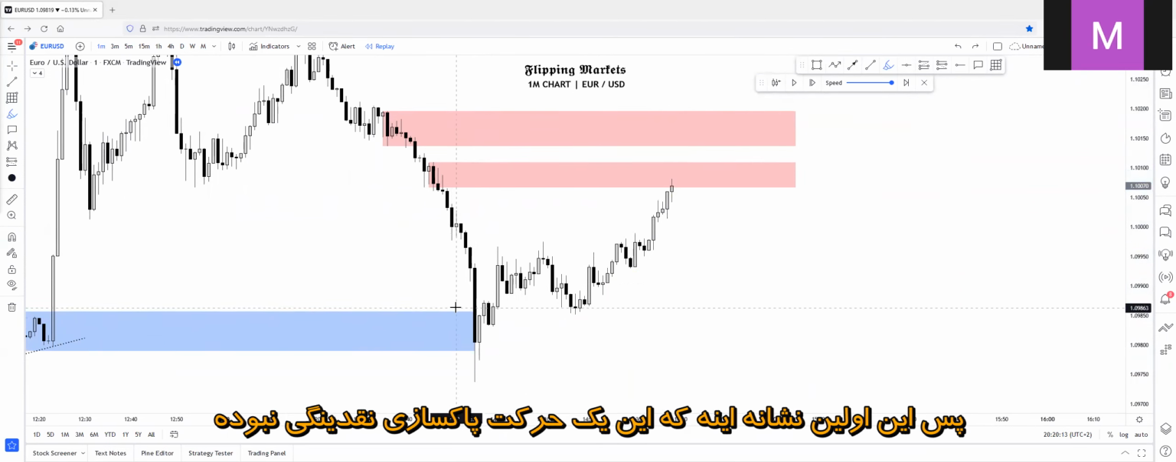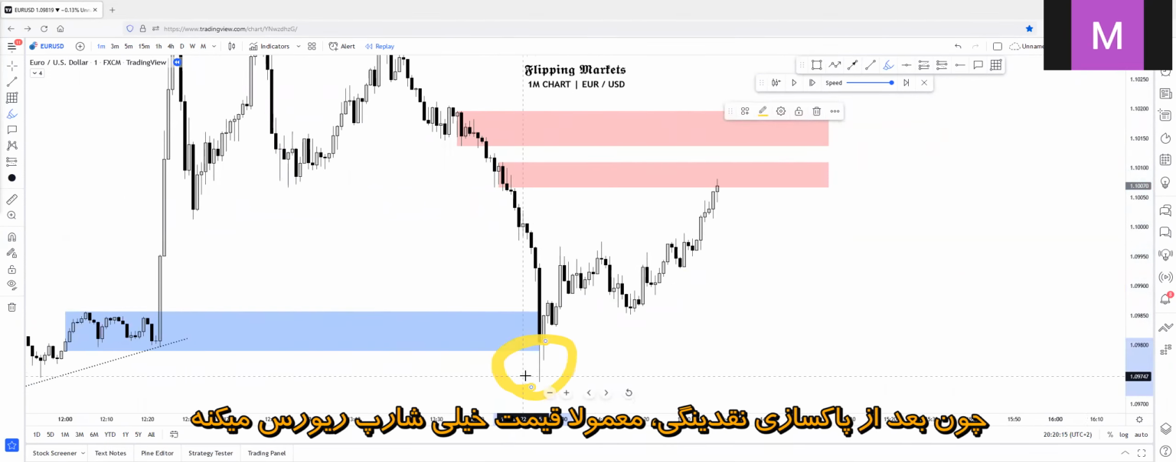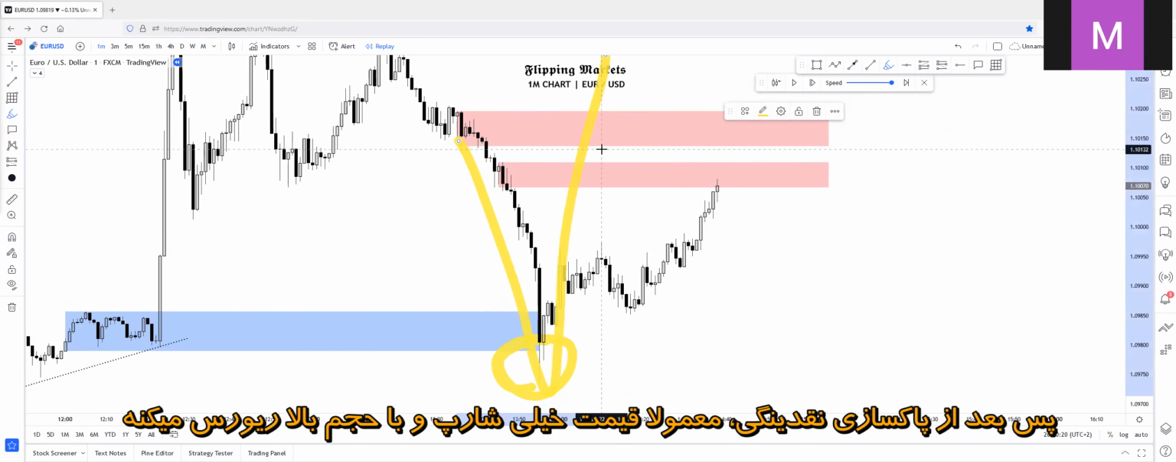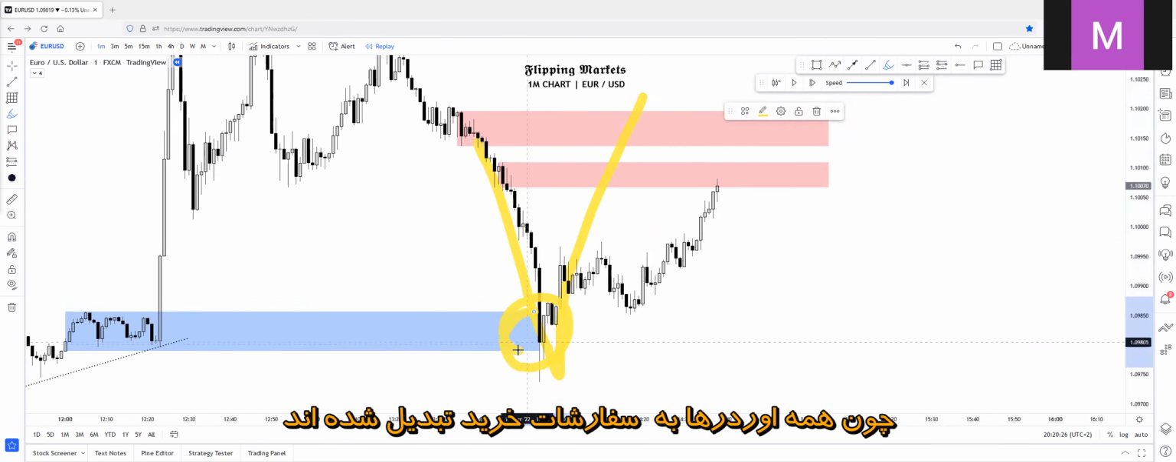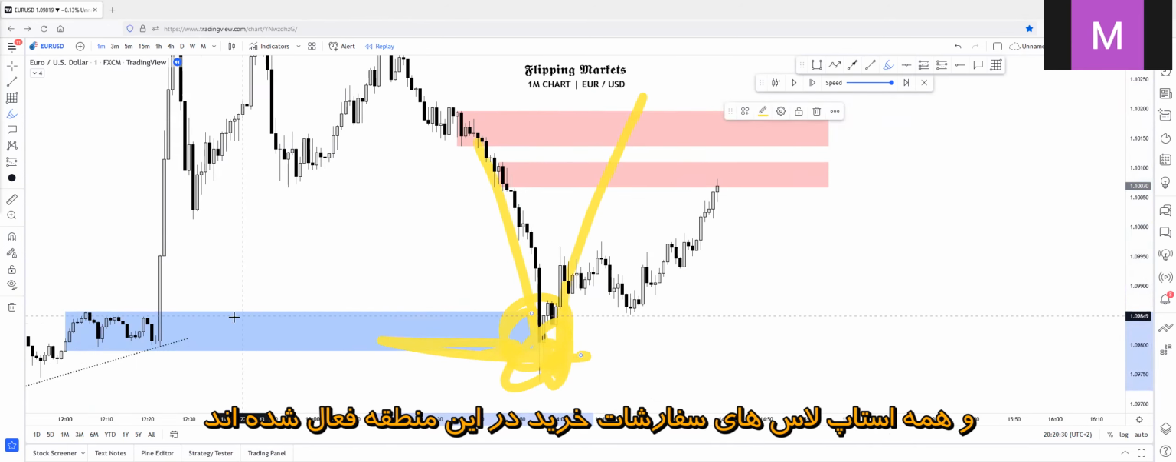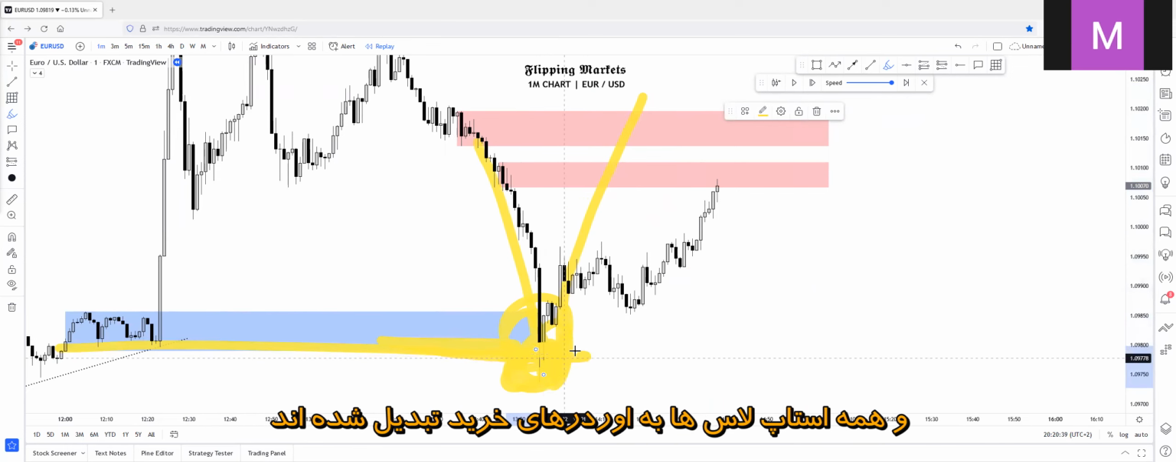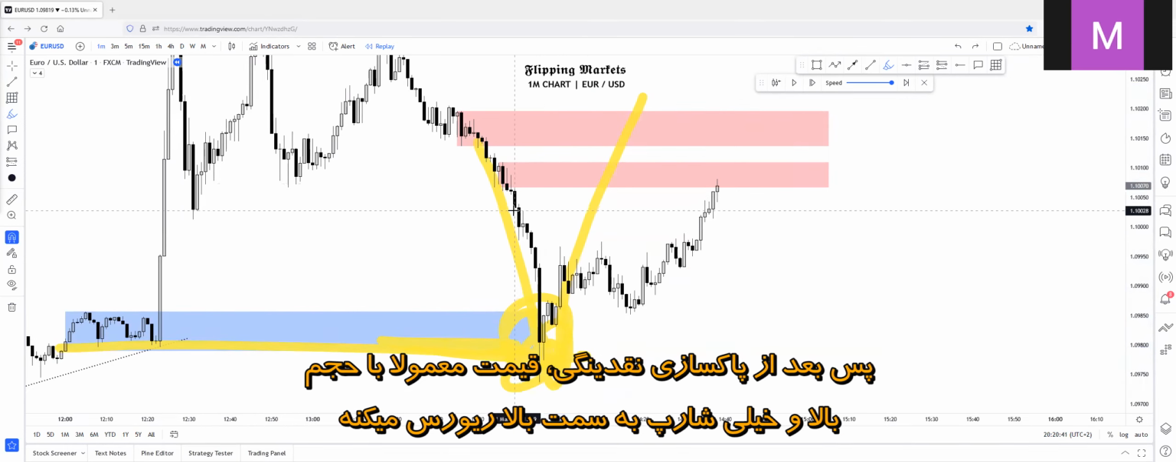So this is the first sign that this wasn't a liquidity sweep, because after a liquidity sweeping movement, price usually aggressively reverses. After a liquidity sweeping movement, price usually reverses with a high volume movement to the upside, because all of the orders have been converted into buys. All of the previous long orders at this region, and all of the previous stop losses have been triggered. And all of these stop losses have been converted into new buy orders. So price usually reacts aggressively and with high volume after liquidity sweeping movements.